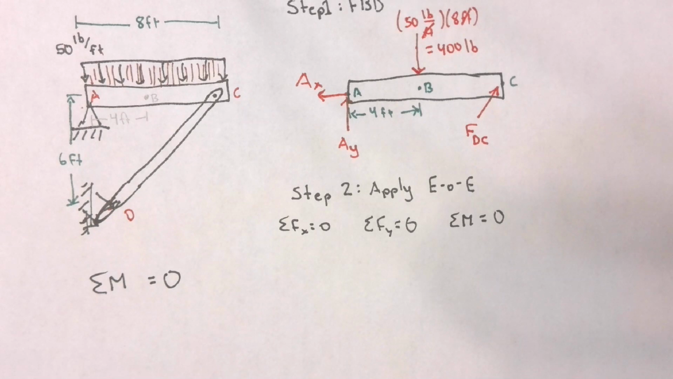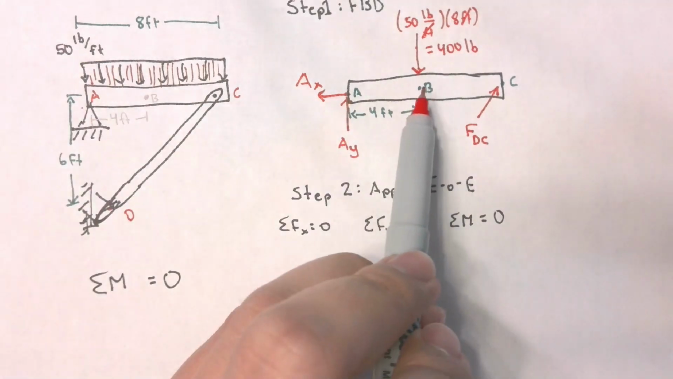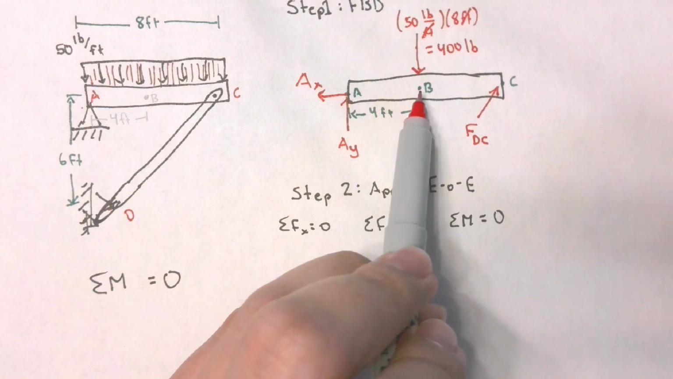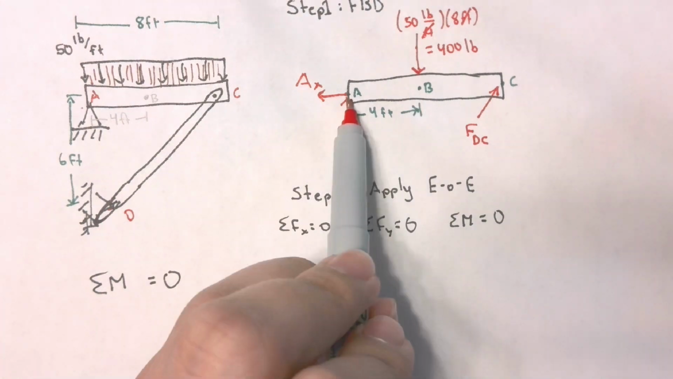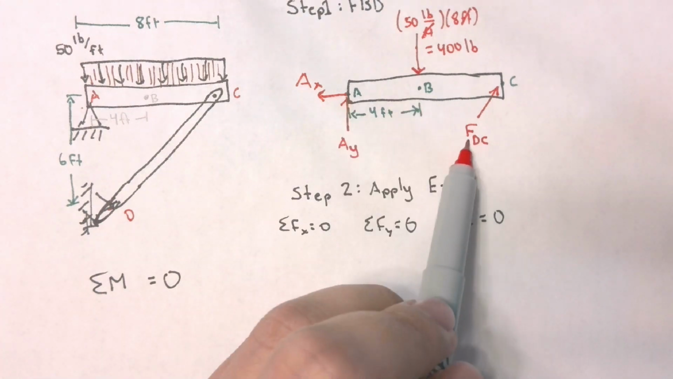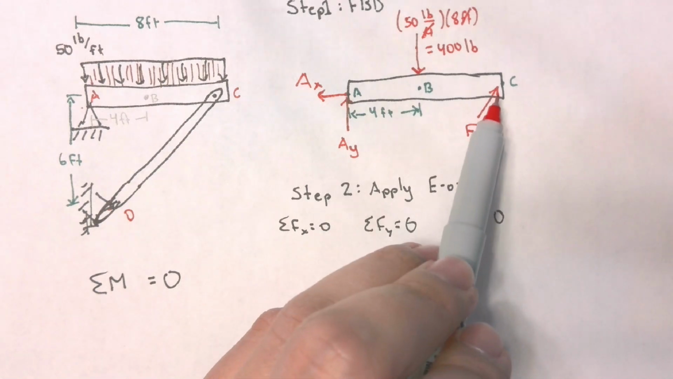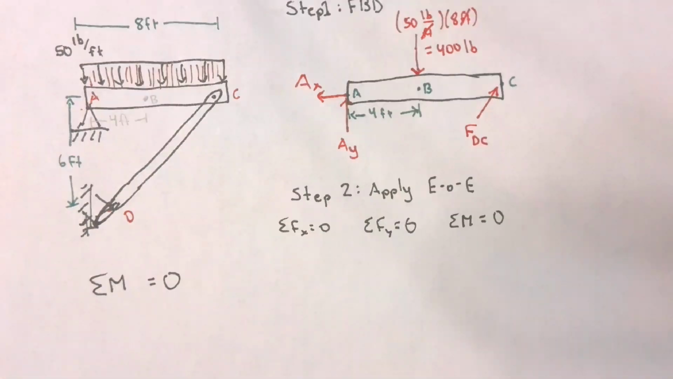I have a question. Go ahead. Why wouldn't you take it from B? So my problem is if I take my sum of moments at B, I'm going to have this AY, which is unknown, and I'm going to have this FDC, which is also unknown. So I won't be able to solve for them. Does that make sense? Yeah, that makes sense.